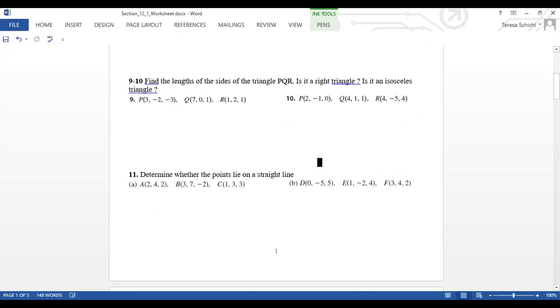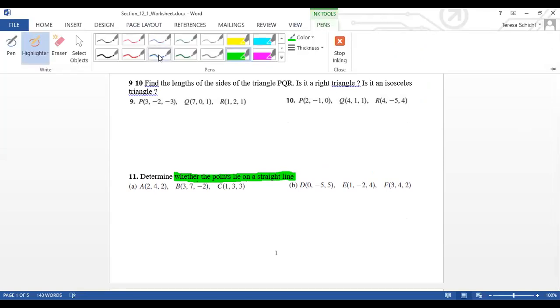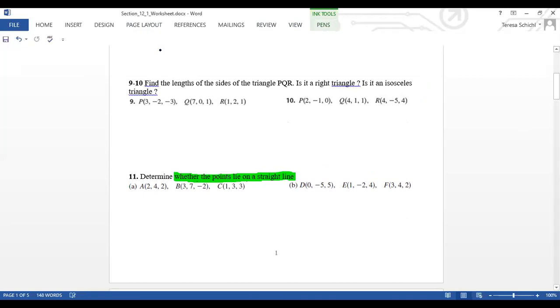Now I'm going to do another problem, number 11. We want to determine whether the points are on a straight line or not. How do I decide whether three points in R3 are on a straight line? Let's say I have these three points here. How do I do that? In R2, you can say, do they have the same slope or not?